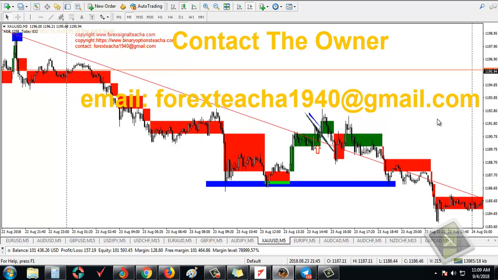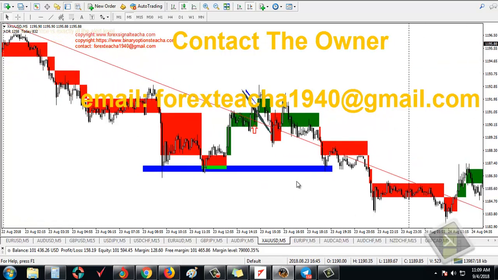Check where the market is going. This is a downtrend, right? It means all those retail traders who took a buy here are already screwed up. So if you were using this system, my indicator, you are going to buy here.